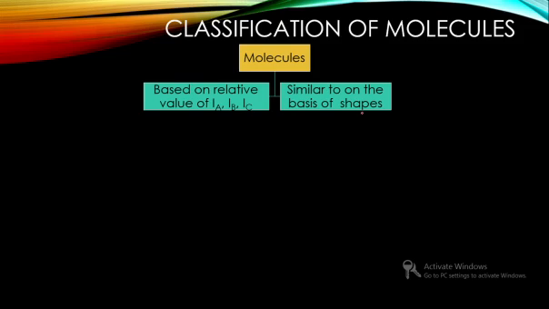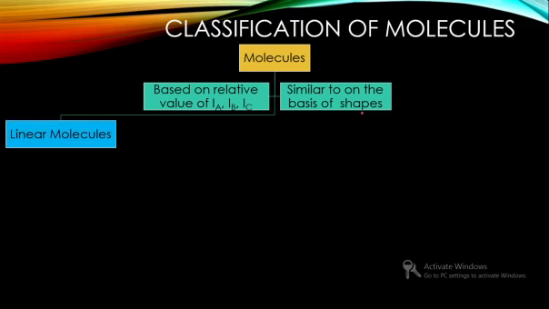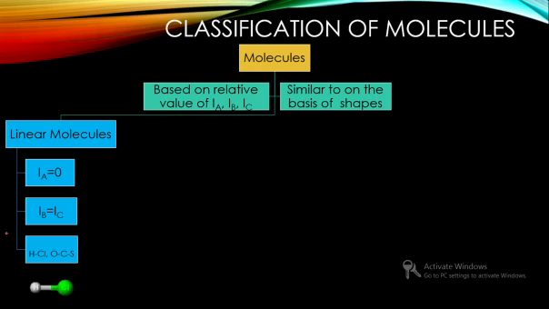So in either of the ways you can put it in. And the first one is linear molecules. So linear molecules, an example is HCl, as we had just seen. Here IA is along this direction, IB is along this direction, and IC is along the perpendicular axis. So these are the three mutually perpendicular axes possible.